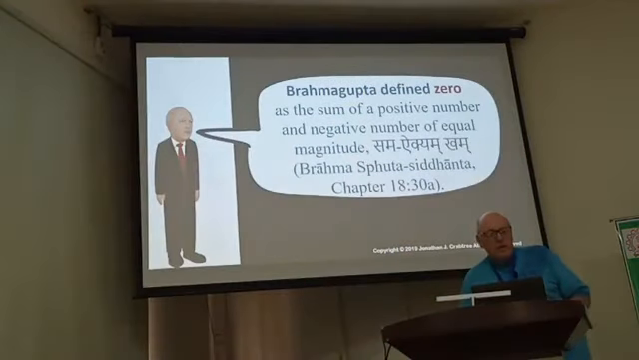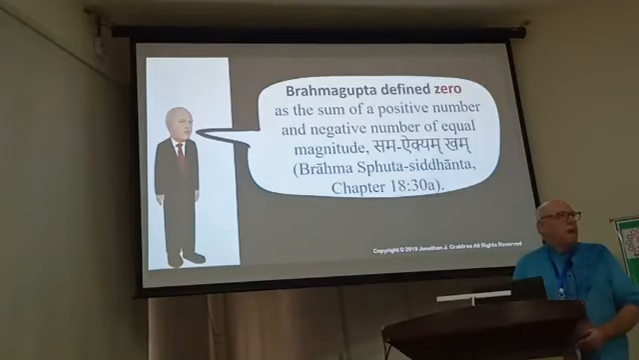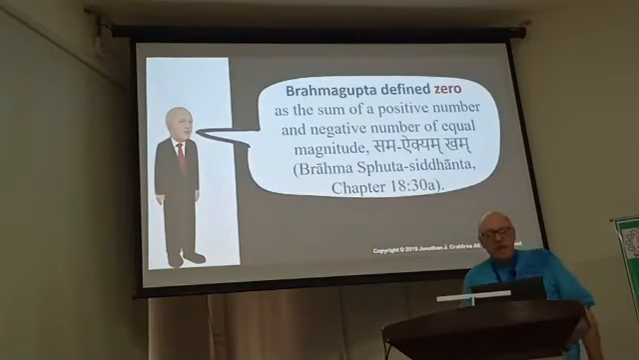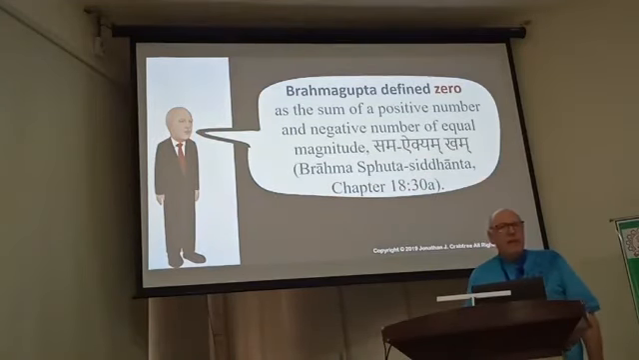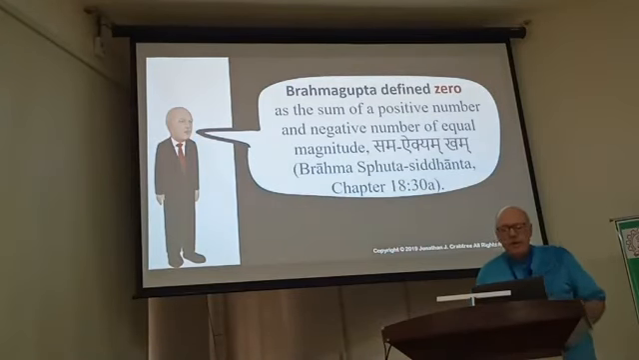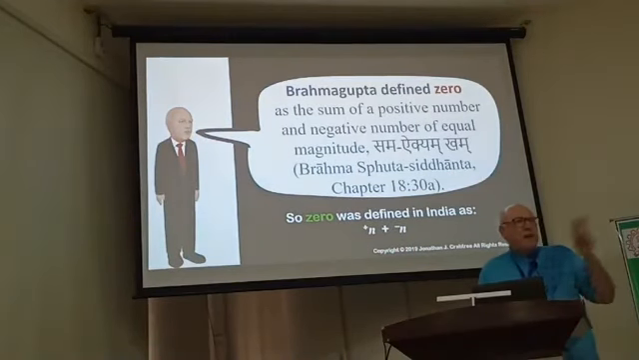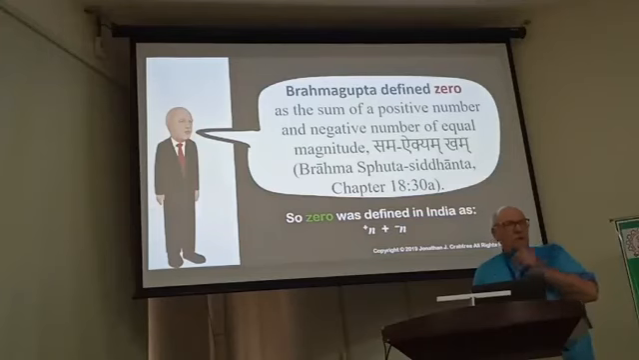So let's turn to Brahmagupta, and Brahmagupta defined zero as the sum of a positive number and negative number of equal magnitude. And that's from the Brahmasphutasiddhanta, chapter 18, and that's actually from line 38. So the verses to look for in chapter 18 are verses 30 to 35. So zero is defined by Brahmagupta as the sum of a positive number and a negative number of either equal count or measure.